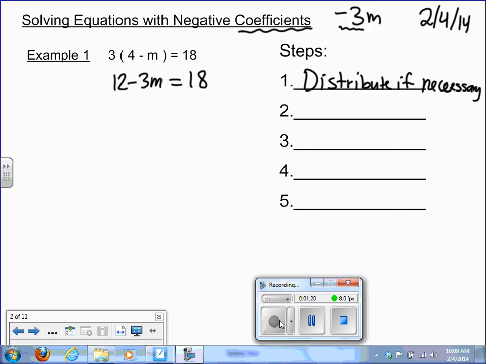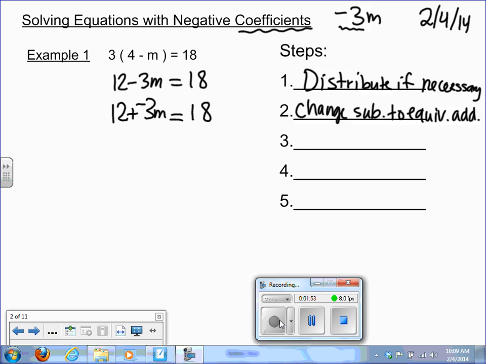Good. Now, some kids want us to rearrange right away. You can't rearrange. Why can't we rearrange? Richard? Because it's subtraction. So first, how do we convert it to addition? Change subtraction to equivalent addition. It's going to help us so we can rearrange. So we're going to have 12 plus negative 3m equals 18.